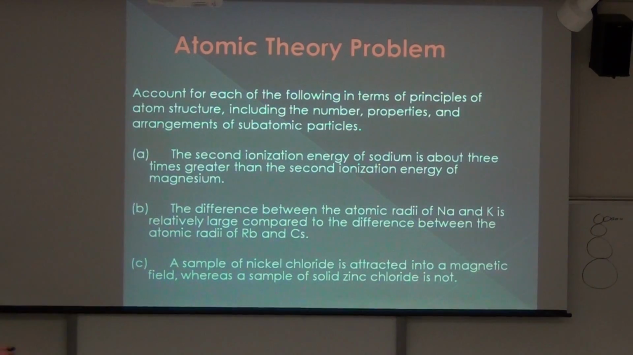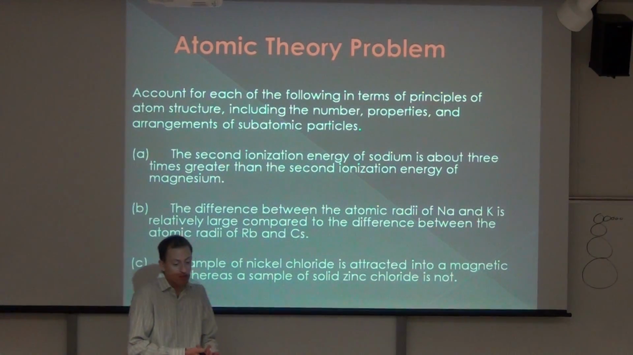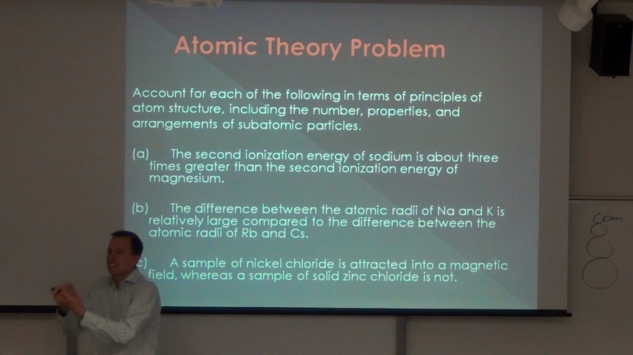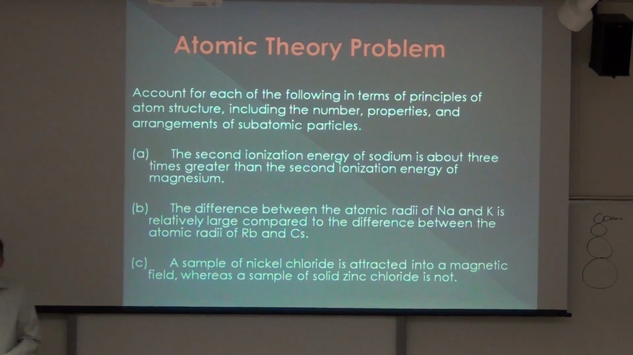Okay, quickly, 2A. It says the second ionization energy of sodium is about 3 times greater than the second ionization energy of magnesium. So what is the second ionization energy? Maybe this is really hard for you. It's removing that next electron, and then removing the next one. So they're called successive ionization energies as you keep removing them. This was a bit of a challenge.